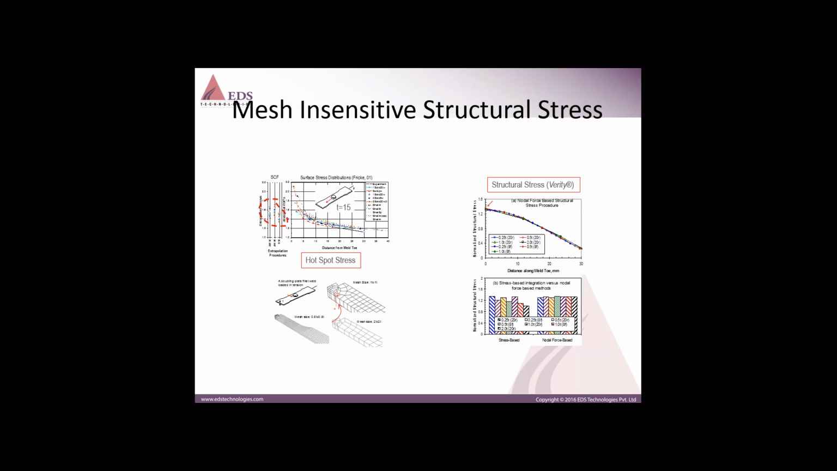If you look at the normalized structural stress, which we have on the vertical axis, this is the result. You have the distance along the weld toe on the horizontal axis, and you can see how mesh insensitive fesafe VERITY is. There is a very good correlation between a coarse mesh as well as a very refined mesh. So it is mesh insensitive.